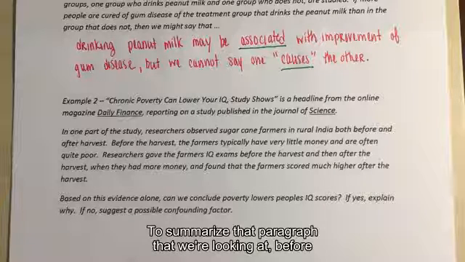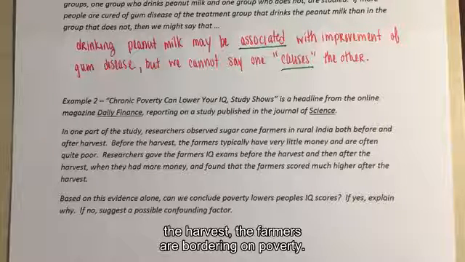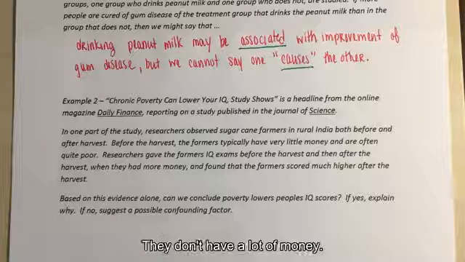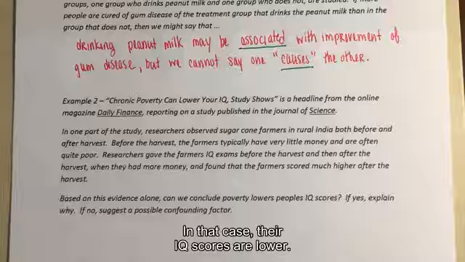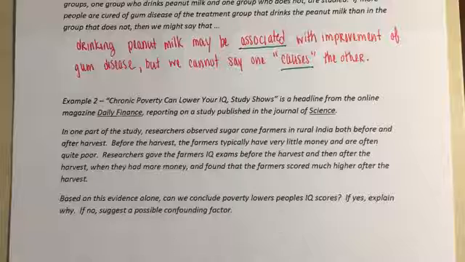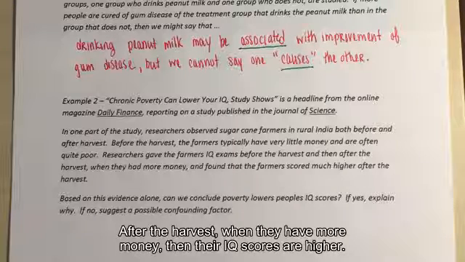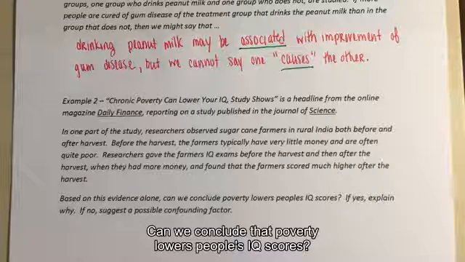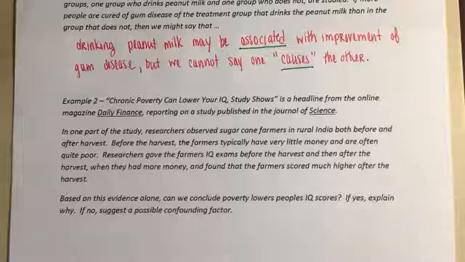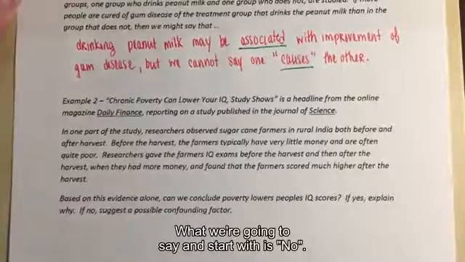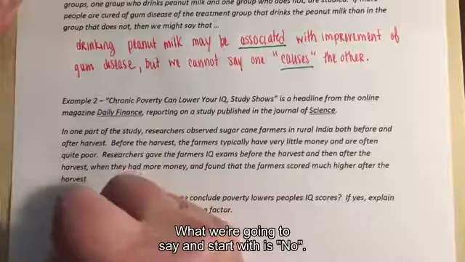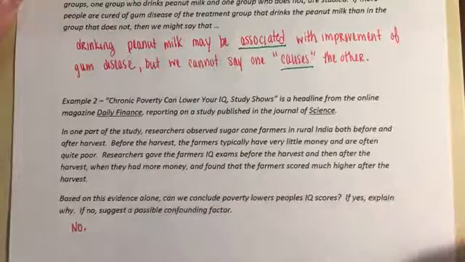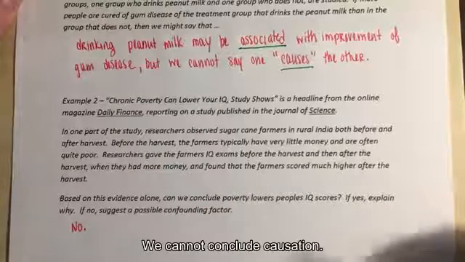Right, so just to summarize that paragraph that we're looking at. Before the harvest, the farmers are bordering on poverty. They don't have a lot of money, and in that case, their IQ scores are lower. After the harvest, when they have more money, their IQ scores are higher. So can we conclude that poverty lowers people's IQ scores? What we're going to say, and kind of start with, is no. We cannot conclude causation.